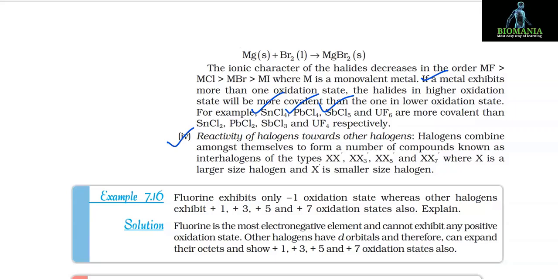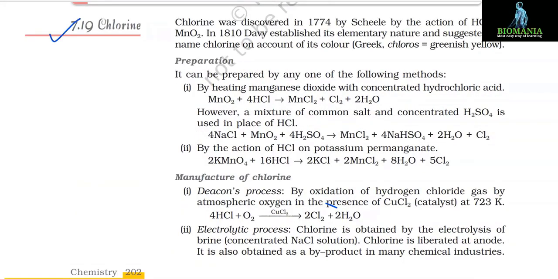Number 4, reactivity of halogens towards other halogens. Halogens combine amongst themselves to form a number of compounds known as interhalogens of the types XX', XX'3, XX'5 and XX'7, where X is a large size halogen and X' is a smaller size halogen. 7.19 Chlorine. Chlorine was discovered in 1774 by Scheele by the action of HCl on MnO2, and in 1810 Davy established its elementary nature and suggested the name chlorine on account of its color. Greek chloros means greenish yellow.